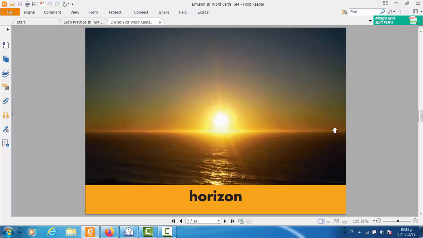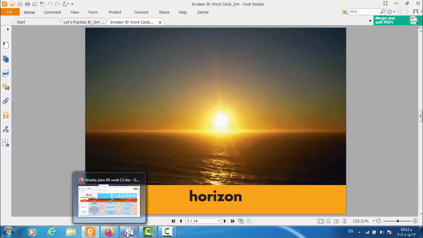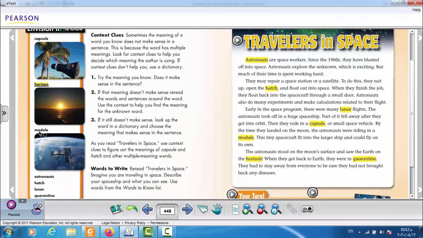Yeah, this is the horizon, guys. What I'm talking about, this is the skyline in here. This is the horizon, okay? The next one: module.